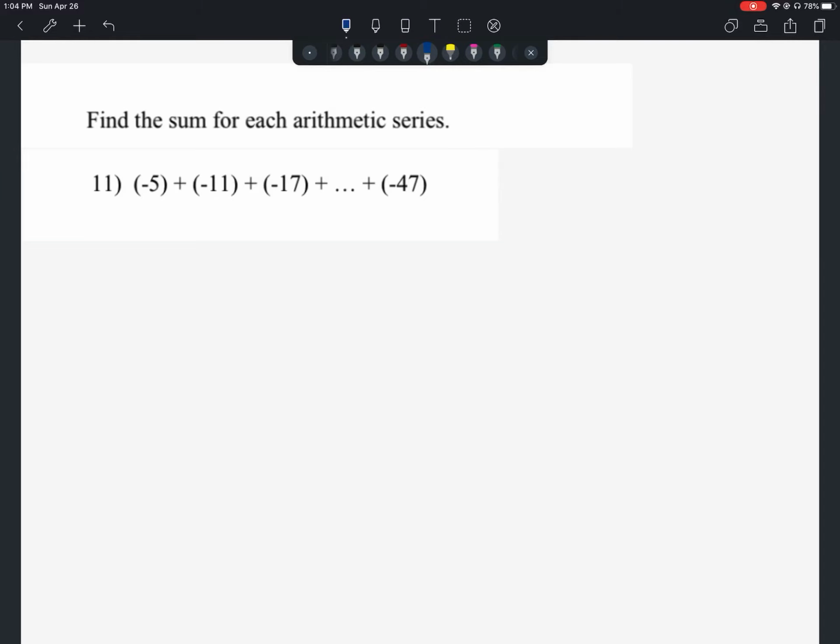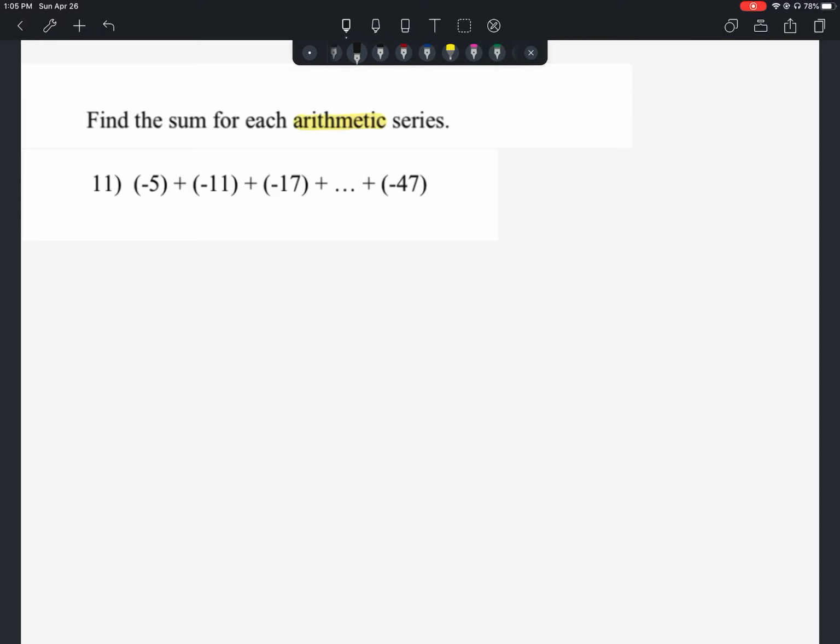This is problem number 11 from the H10-7 homework. It says find the sum for each arithmetic series. So we are jumping back into arithmetic for this one. And this can be a little bit of a challenge sometimes when you're jumping back and forth, because you need to remember which formula goes with which type of series.